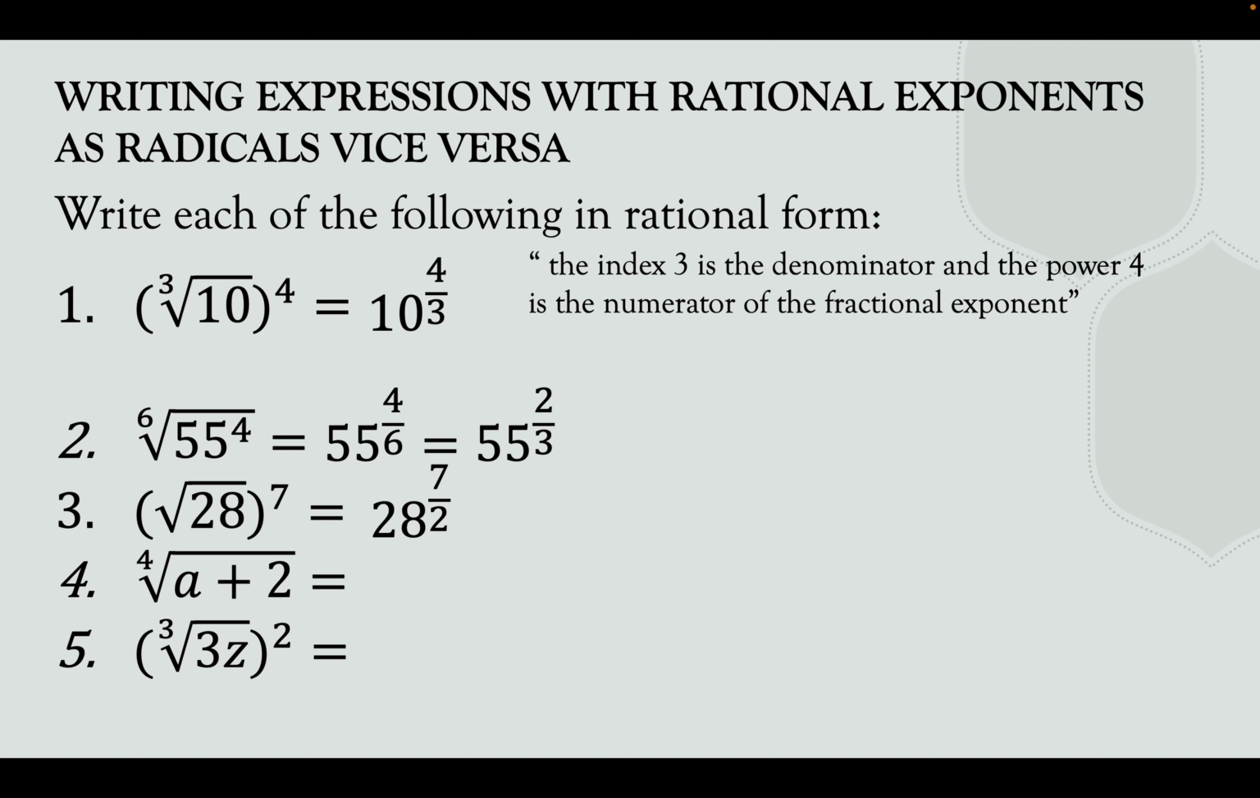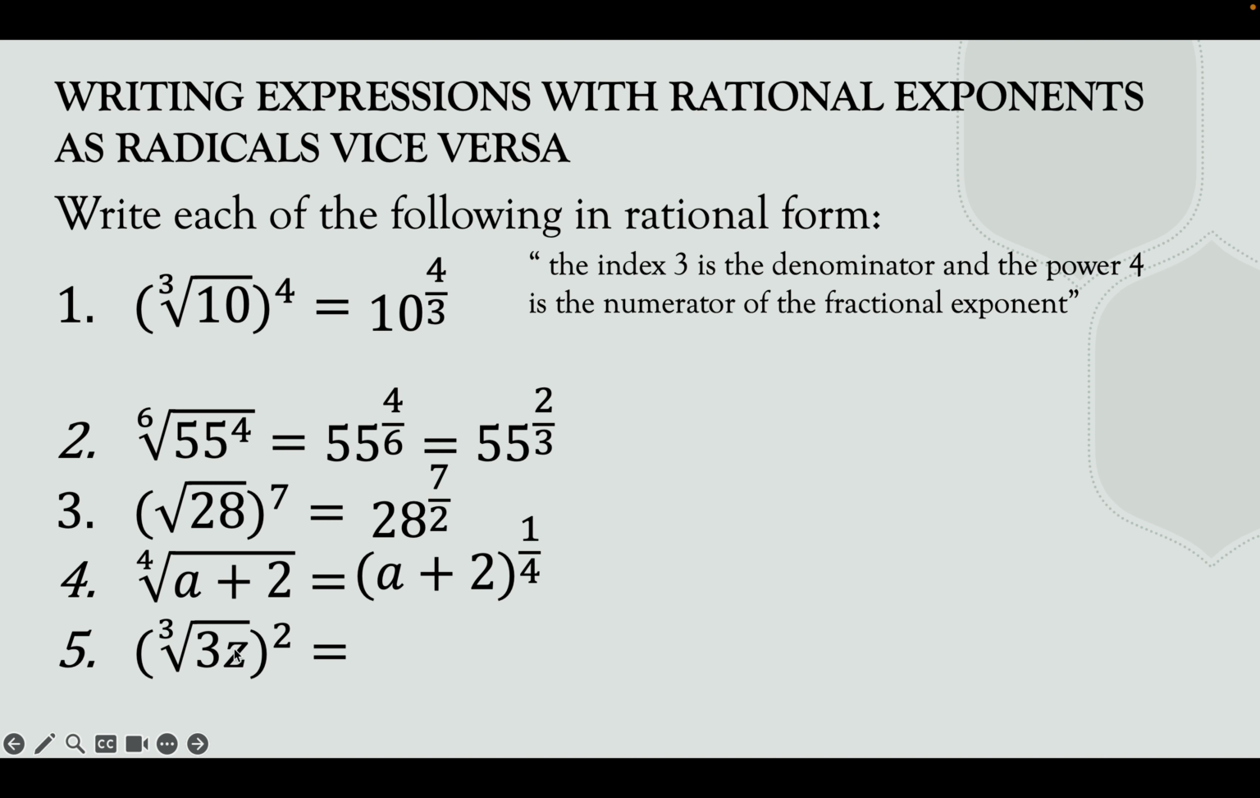Next, the fourth root of a plus 2. So the base is a plus 2. The denominator of the exponent is the index 4. And then the numerator of the exponent is 1, since it is raised to 1. So a plus 2 raised to 1/4.